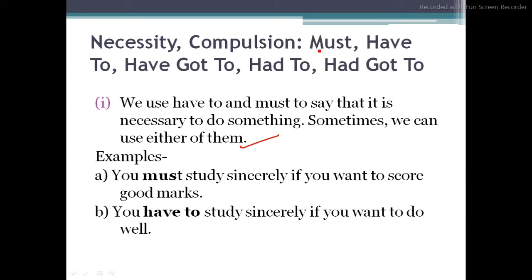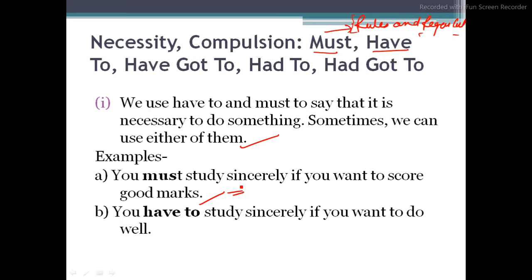When we are talking about something which is extremely necessary, we can use either must or have to. To make it easier to understand, whenever we are talking about rules and regulations, remember we will use must. Apart from rules and regulations, if there is something which is extremely compulsory to do, we will use must or have to. Example: you must study sincerely if you want to score good marks.